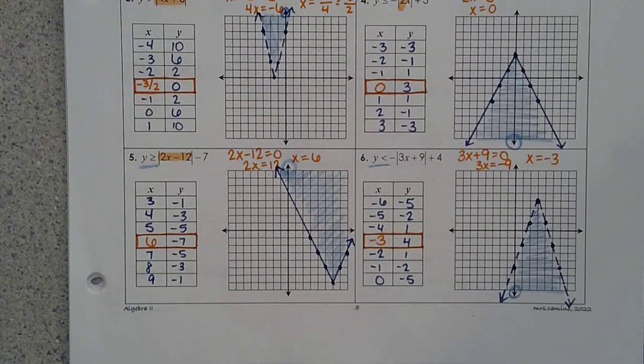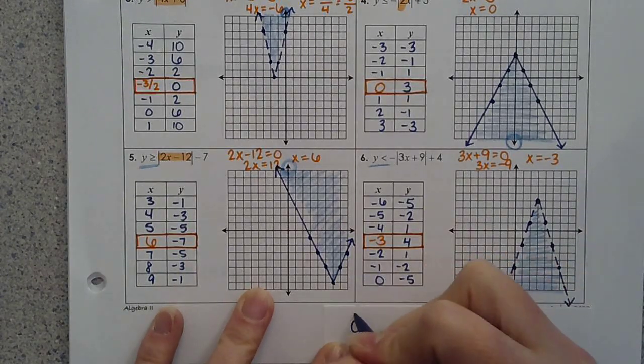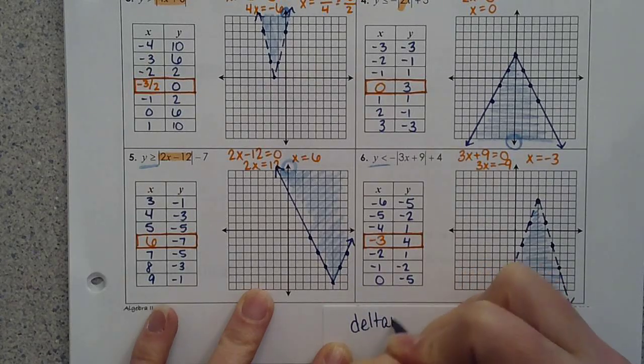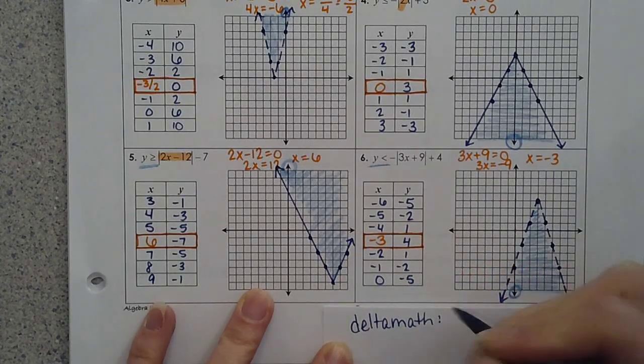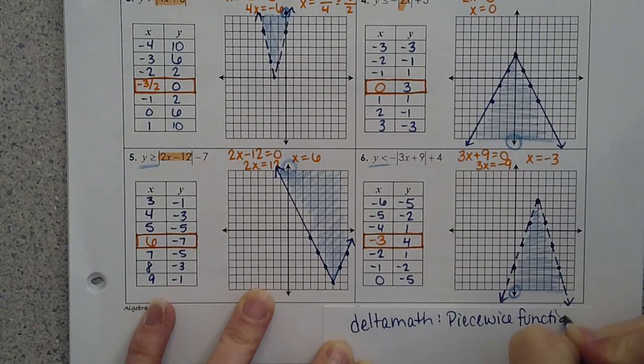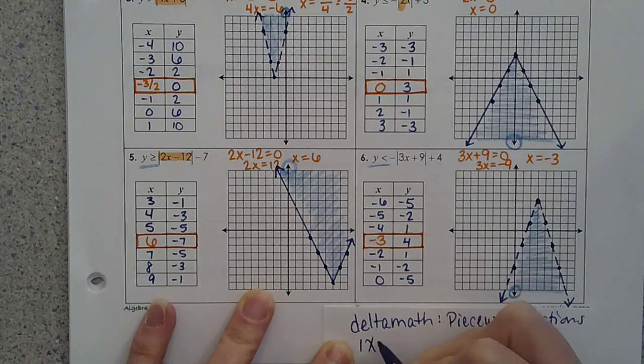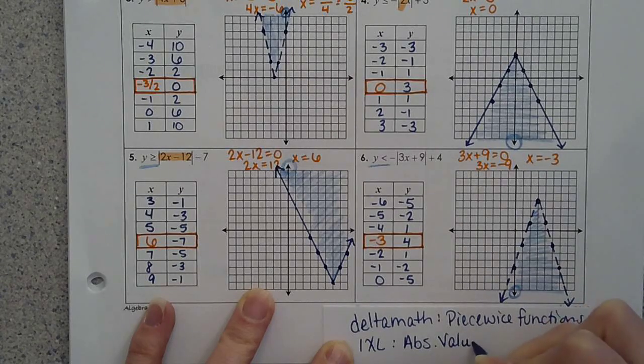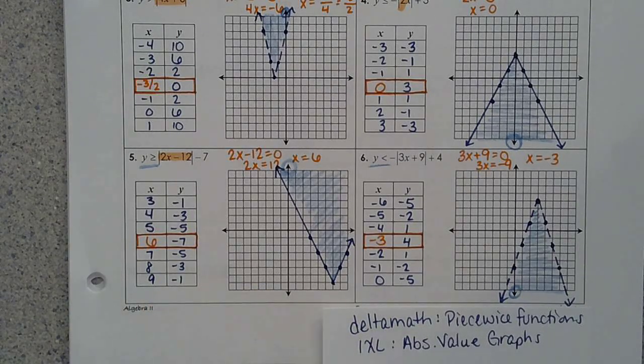So your options for the rest of class, and you have to choose one of these. You can work on Delta Math, piecewise functions, or you can work on IXL, absolute value. I think it says graphing absolute value or absolute value graphs, but it's under teacher recommendation. So you choose either activity to work on for extra practice.